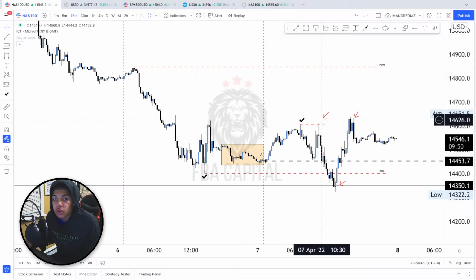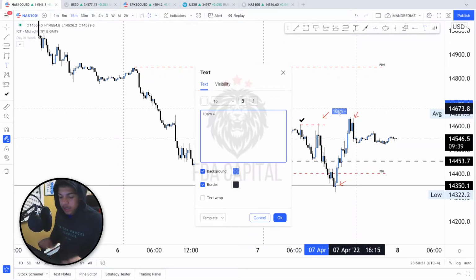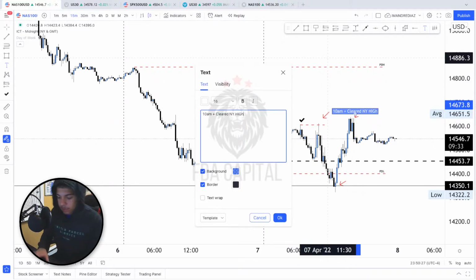And what does that show us? It showed that there was a potential reversal. And as you can see, that is exactly what happened. So let's annotate this. So at what time? 10 a.m. At 10 a.m., we cleared the New York high. Just like that, we cleared the New York high.